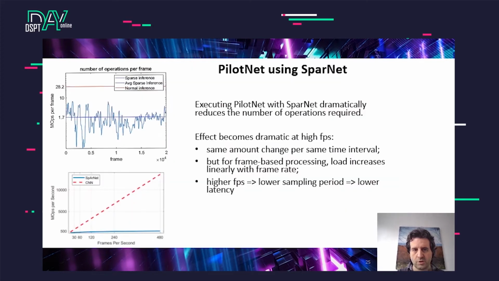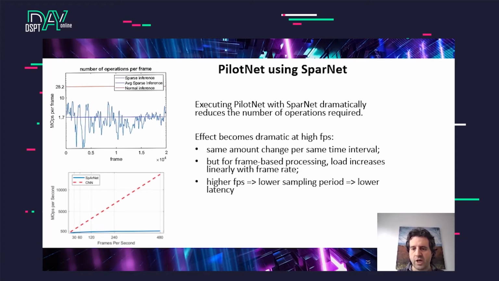So what we see with our SparNet is that the number of operations you need to do per frame is much lower than if you process complete frames. And this has several dramatic effects. Even at a reasonable 30 frames per second, the difference is already very large. We'll go back to those numbers later on. But it's particularly interesting if you think about what happens if you increase the frame rate.